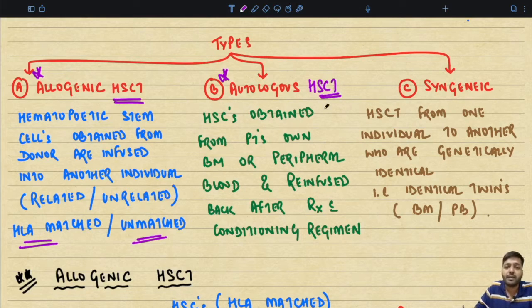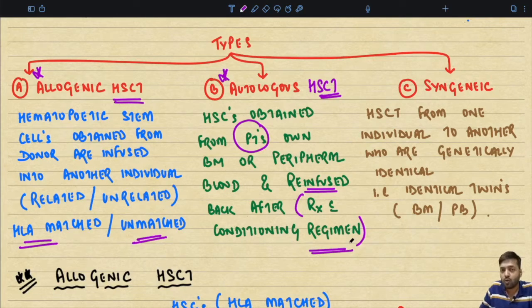The second type of hematopoietic stem cell transplant is the autologous variety, wherein the hematopoietic stem cells are obtained from the patient's own bone marrow or peripheral blood, and after a period of processing and storage, they are reinfused back into the patient after treating the patient with the conditioning regimen. More details will be understood in the later half of the video. Suffice it to know that in the autologous variety, the patient itself is giving the stem cells. So, the source of stem cells in the autologous transplant is the patient itself, whereas in allogenic hematopoietic stem cell transplant, the source of hematopoietic stem cells is another individual.